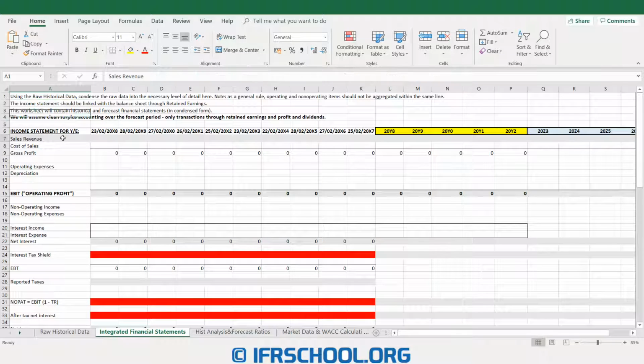Let's run over some of the select line items that I've chosen for this particular model. We will begin with the income statement. The first line in the integrated income statement is sales revenue. Included within this line item are the direct revenues generated by the company. The next line is cost of sales. Included within this line are the direct costs incurred to generate the revenues in the line above.